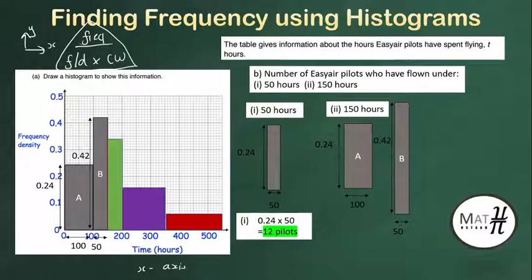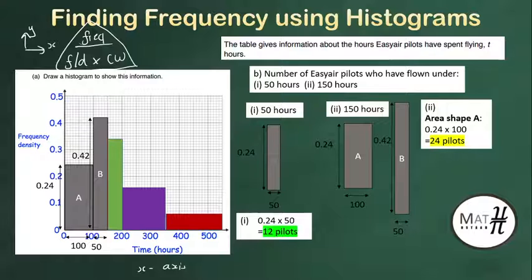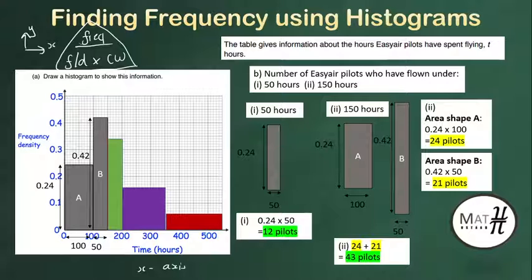So all we have to work out is the area of shape A and shape B. The area of shape A is 0.24 times 100, that gives us 24 pilots, and the area of shape B, 0.42 times 50, gives us 21 pilots. In the end, all we have to do is add these two figures up to give us the total number of pilots that flew under 150 hours, which is 45 pilots.